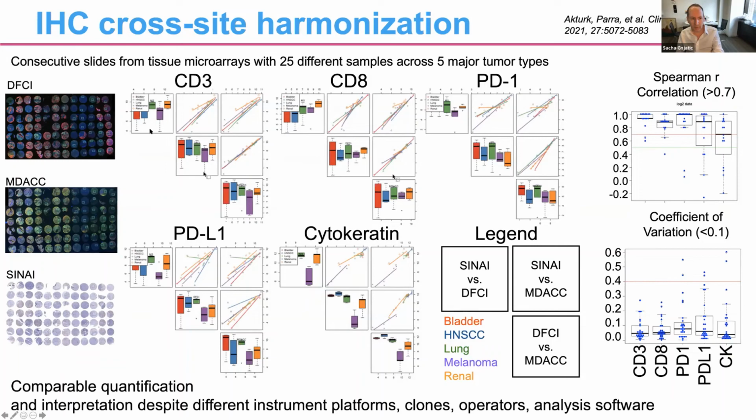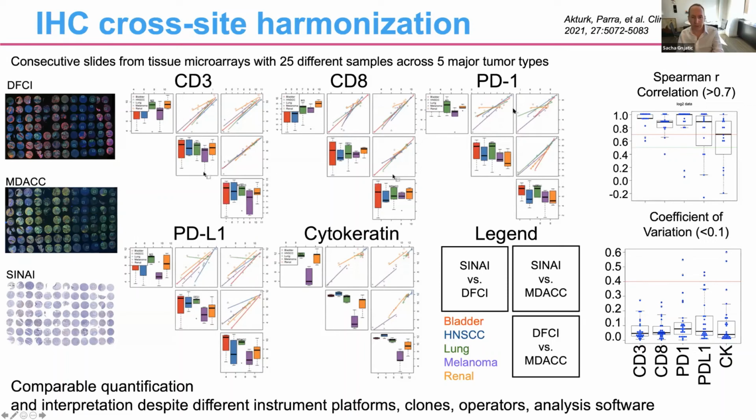And you can see in the boxes, the box plots here represent each one of the tumor types present on these arrays: bladder in red, head and neck here, lung, melanoma, and renal cancer, where we had each 4 to 5 different tumors from each tumor type. And then the way that you read these charts is looking at the correlation that we found across sites. So in a 1-to-1 comparison between Sinai and Dana-Farber, Sinai and MD Anderson, and Dana-Farber and MD Anderson. And if the comparison is good, you should expect this diagonal, where for each one of the tissues, you have a very good concordance in the quantification of these cells.